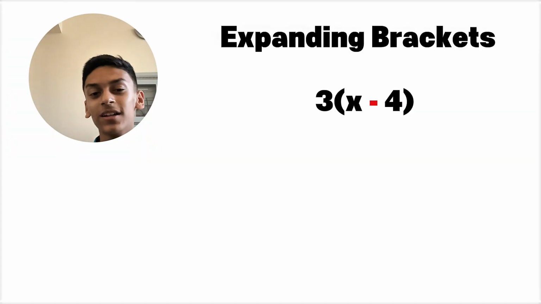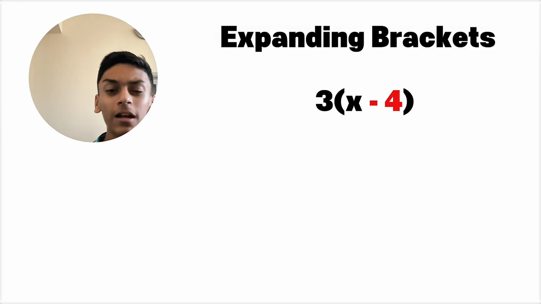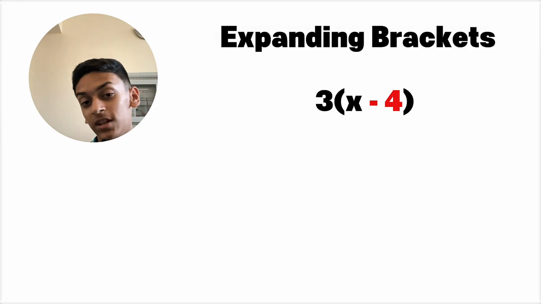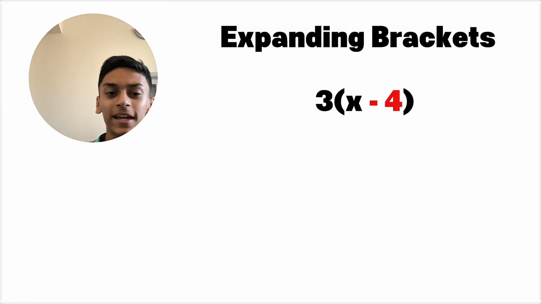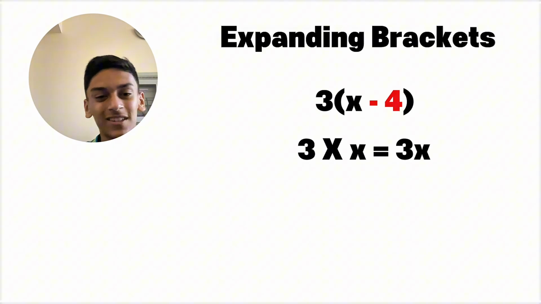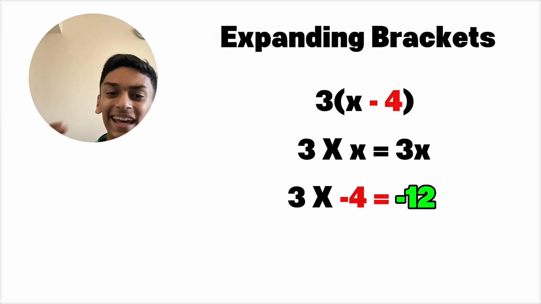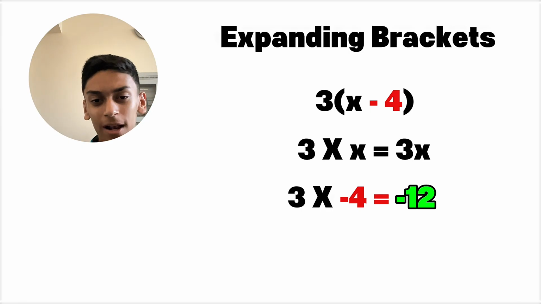Here we have minus. That means that is minus 4. Yes, the sign before the value will correspond if the value itself is positive or negative. So here, 3 times x is still 3x. But 3 times negative 4, that's negative 12, not positive 12. So keep that in mind.